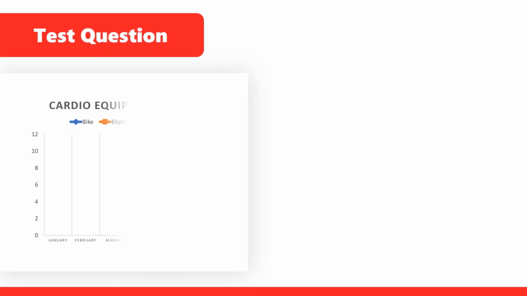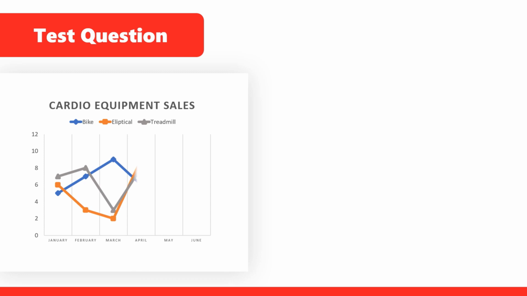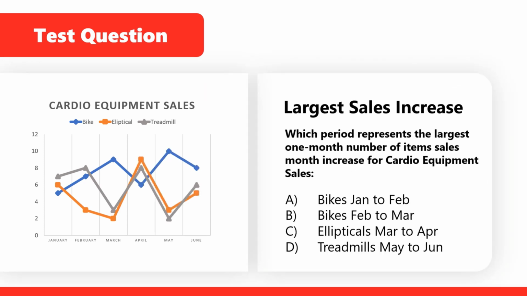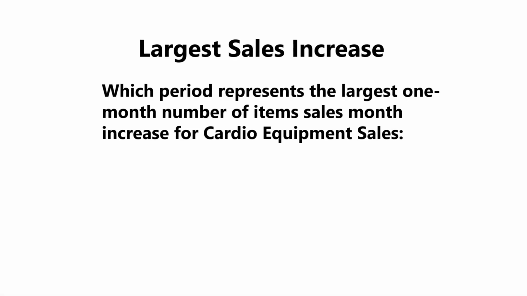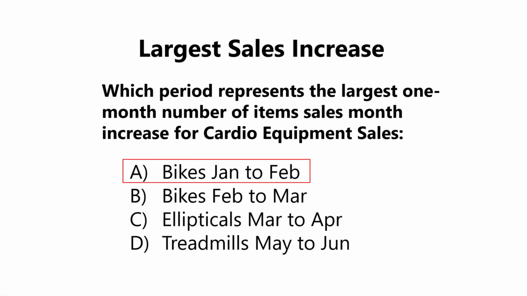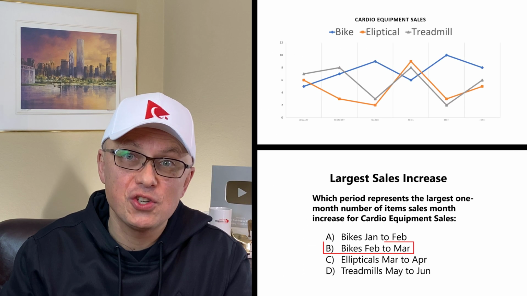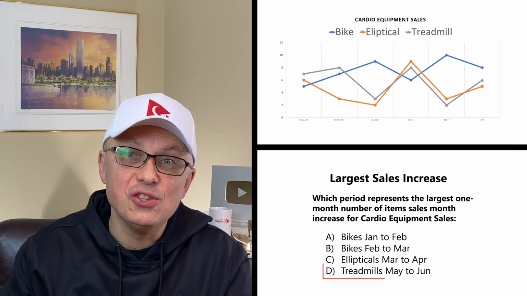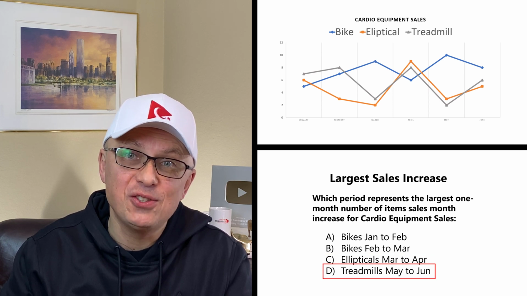The question asks you to determine largest sales increase. Specifically, you need to determine which period represents the largest 1 month's number of item sales increase for cardio equipment sales. You have 4 different choices. Choice A, bikes from January to February. Choice B, bikes from February to March. Choice C, ellipticals, March to April. And choice D, treadmill, May to June.